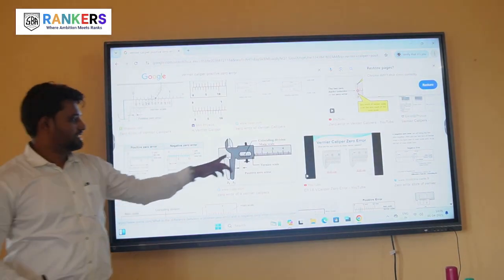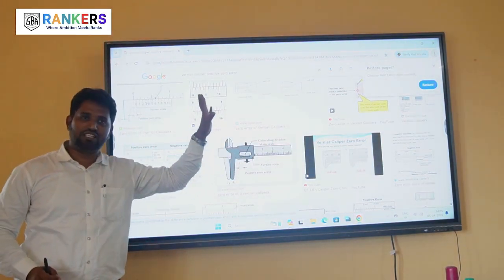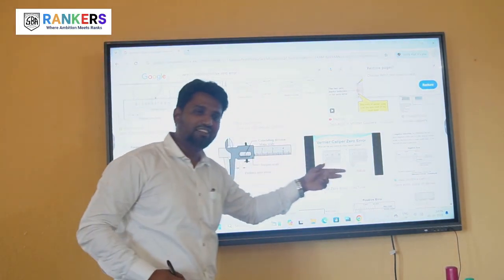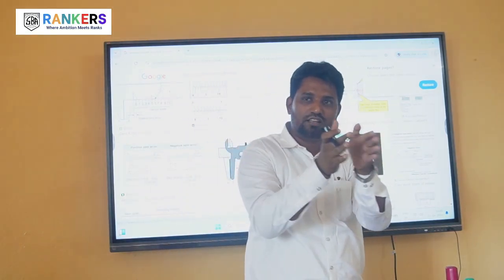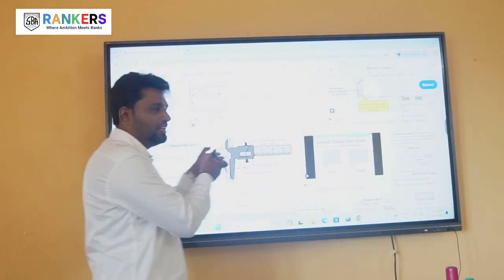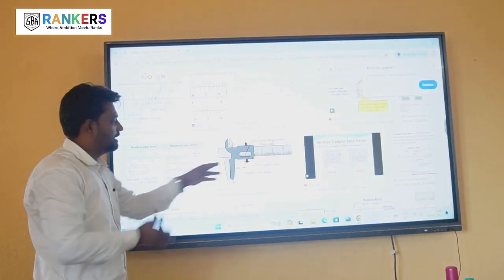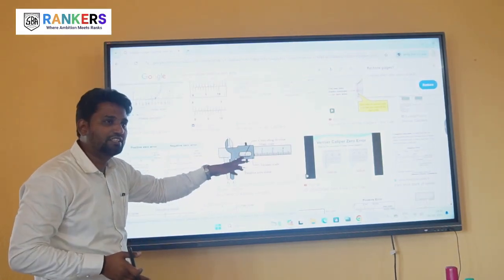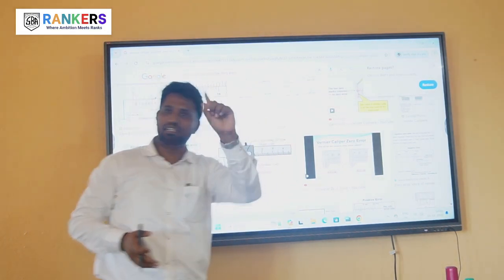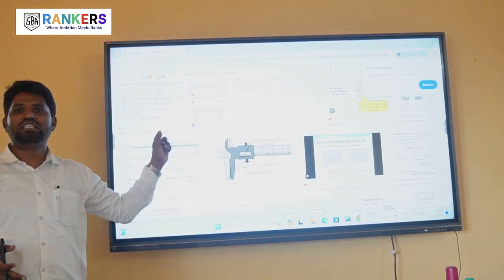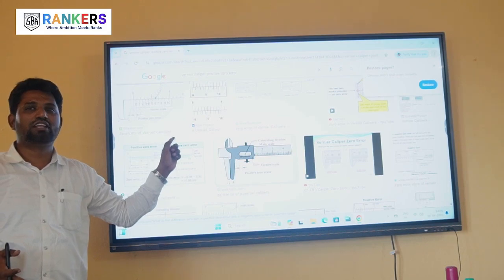Very good. This is the first division, first line, first division, second line, second division. In between the first division and second division, the gap is there. Again you can see. First division, then second division. There will be a gap in between the first and second division. Everyone see now? This gap is said to be Vernier constant.